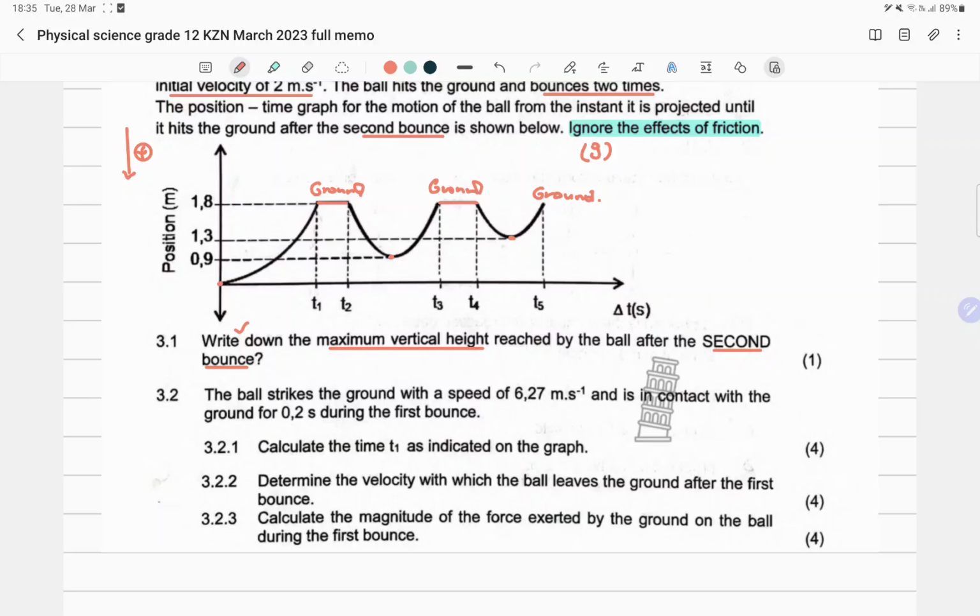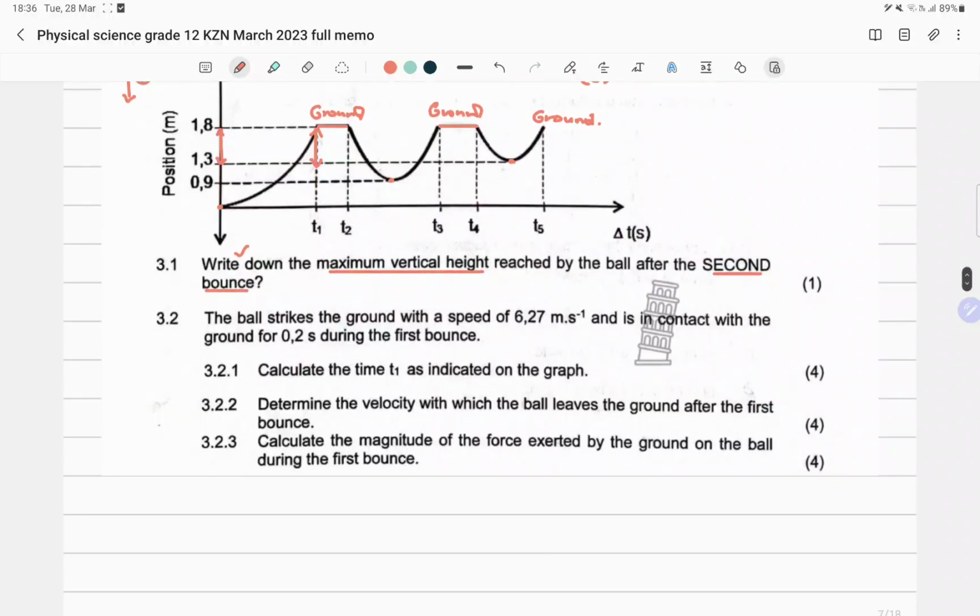It spent that time, it bounced up, reached maximum height and hit the ground the second time, and then it bounced up the second time. So it basically means we are looking for this part here, because as you can see, this height corresponds with that height over there from the ground. Okay, so basically it is the difference between 1.8 and 1.3. That's what it is. So now you're just going to do that difference.